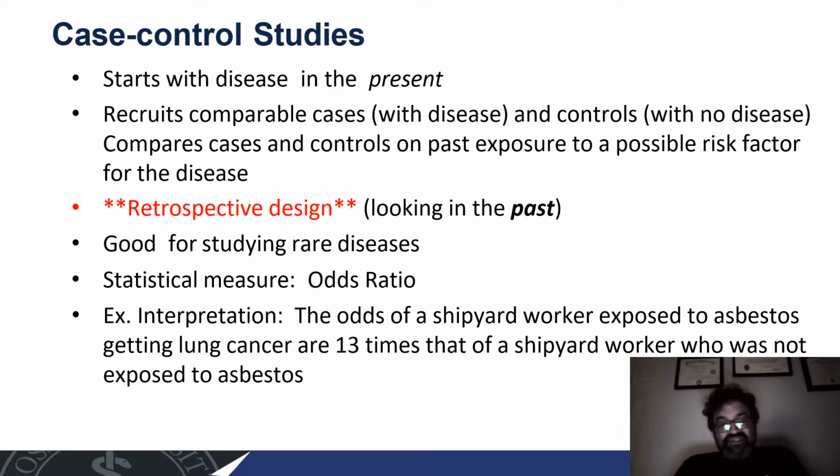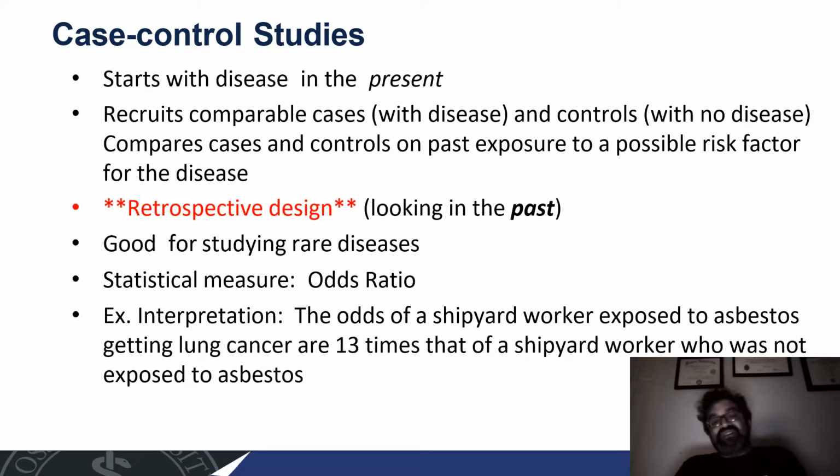A case control study starts with disease in the present and then recruits comparable cases with disease and controls with no disease. So cases and controls are compared on past exposure to a possible risk factor. It is a retrospective design, good for studying rare diseases. The statistical measure is the odds ratio, and its interpretation follows.